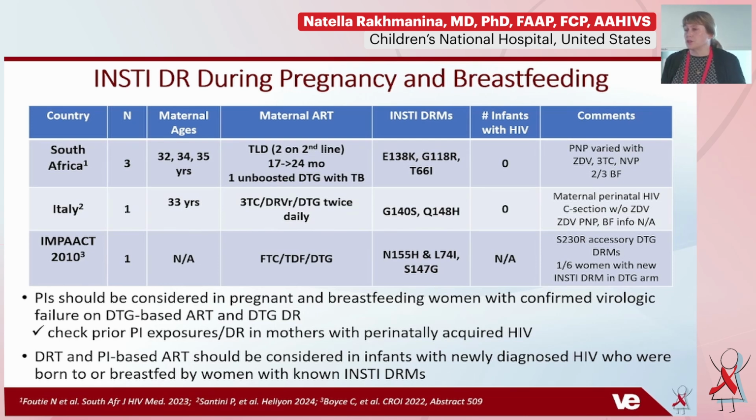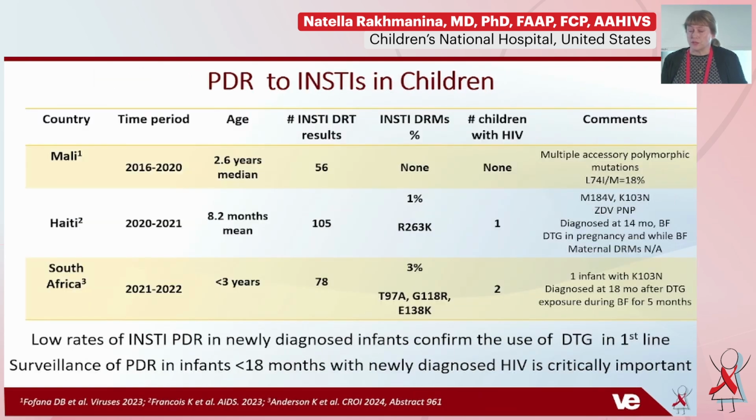It just reminds us to consider PIs, and I'm referring to boosted PIs from my talk by calling them PIs, in pregnant and breastfeeding women with DTG failure, confirmed DTG resistance, and the same principle should apply to the neonates born to women with DTG-resistant virus, DTG treatment failure. Potentially, though, I would say for DTG treatment failure, we really need to look at PDR to INSTIs in children.